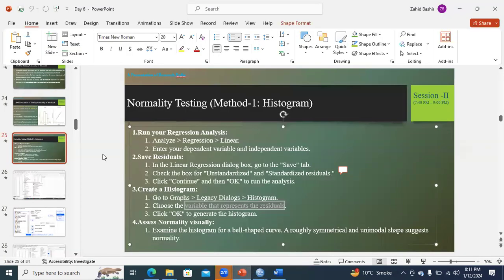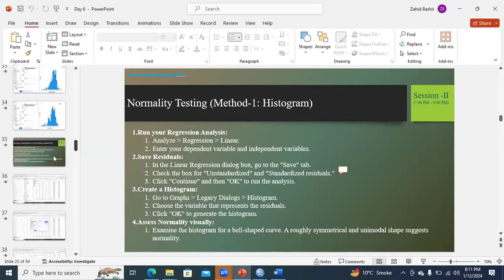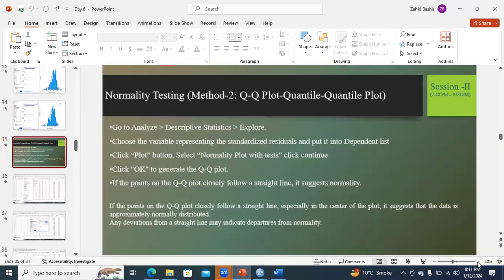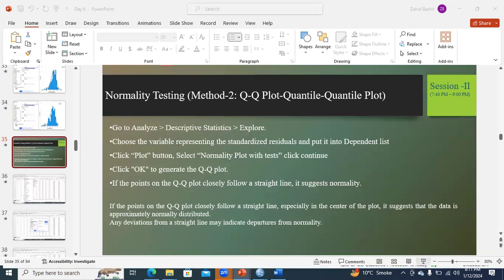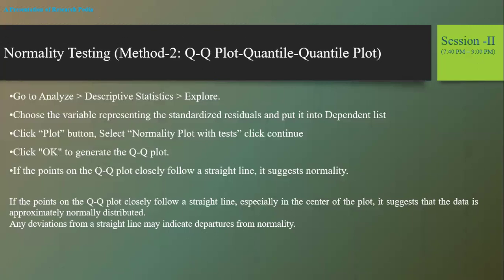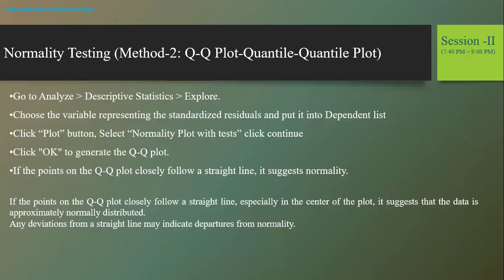The next step is you need to create a normal QQ plot. So how can you create it? First, you need to understand the whole procedure from here. I will elaborate. This is the second graphical method of testing the normality. It is the QQ plot or normal QQ plot. So how can you create a normal QQ plot in order to test the normality of your residuals?